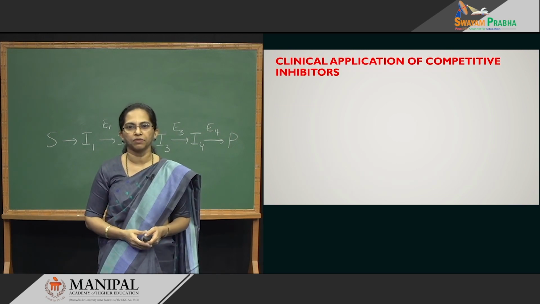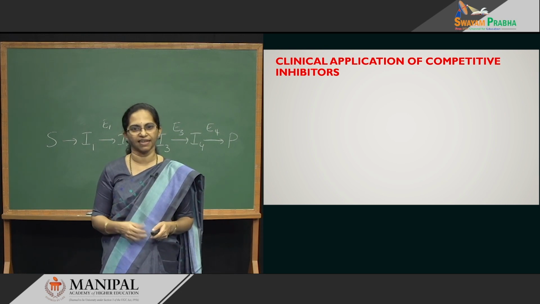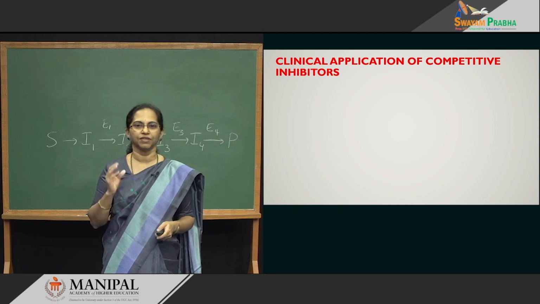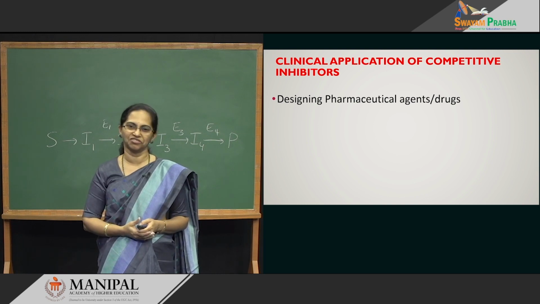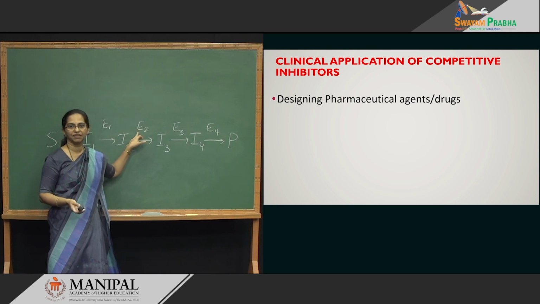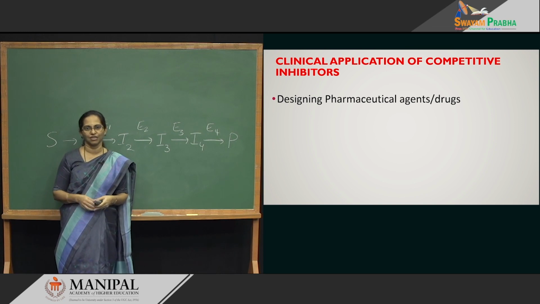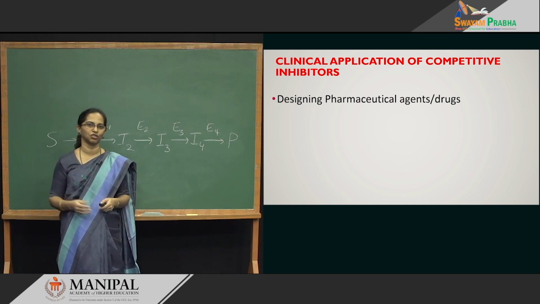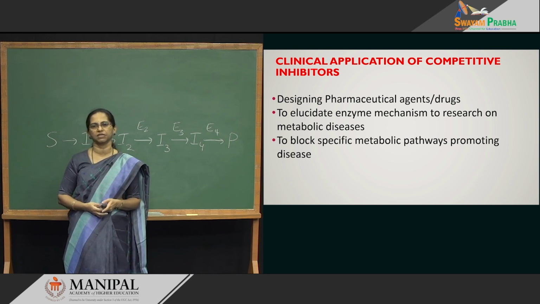So, I just spoke about competitive enzyme inhibition. How do we use this in the field of medicine? That is clinical application. With the knowledge of competitive inhibitors, we have tried to design drugs. So, we study an enzyme, we try to make drugs, try to stop that reaction and cure the disease. So, drug designing is based on the knowledge of competitive enzyme inhibition. So, you can elucidate enzyme mechanisms with that and do research on diseases and then to block specific pathways.